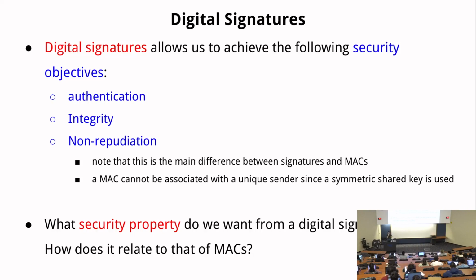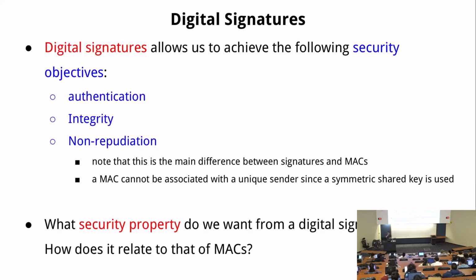MAC can provide authentication and integrity, okay? But it can only provide authentication for two parties, both parties, because MAC is built on top of symmetric key crypto, right? So both parties of the communication share that symmetric key. So both parties can compute a MAC, okay? So you cannot really tell which party it is from. You can only know that either one of them generated the MAC. You don't know which one, okay?